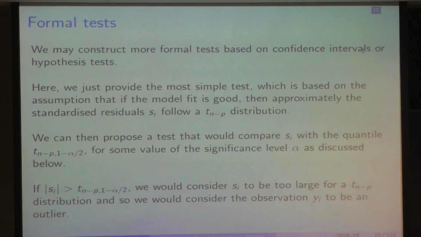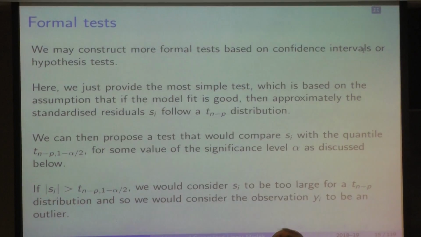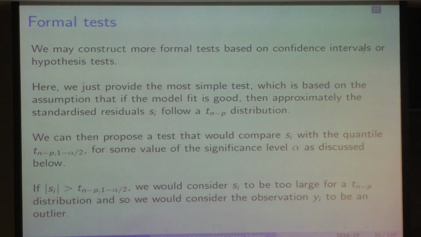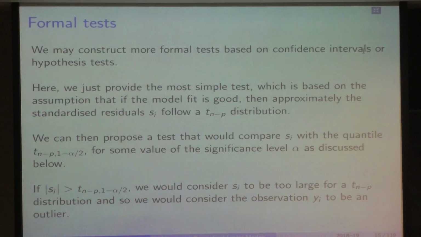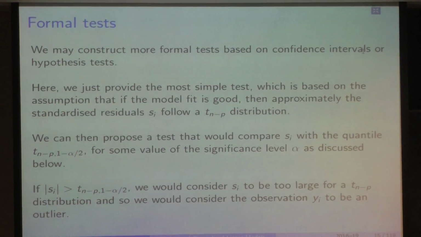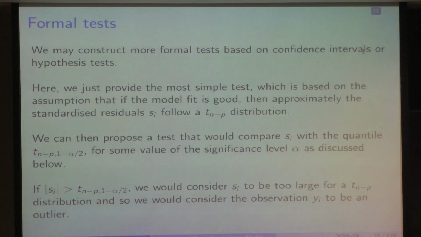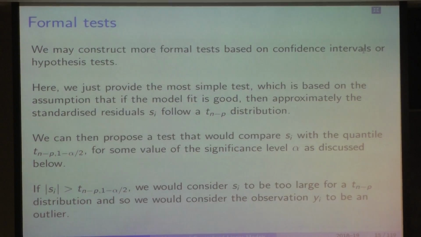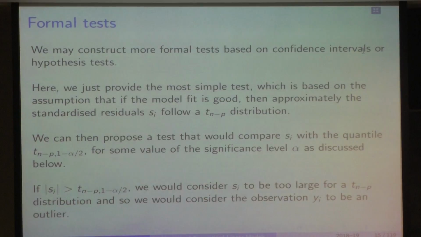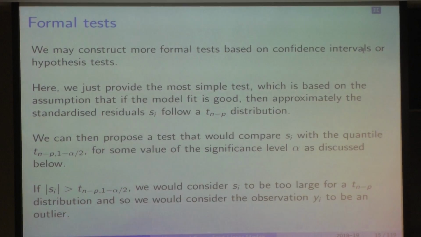Okay, so we can say, well, if one of our standardized residuals is bigger than the 1 minus alpha over 2 quantile of our t distribution, then it looks like it's a bit too large. So we might be worried about that observation and call it an outlier. Now, there's something which you should be perhaps a bit worried about here, which is that we have n data points, and we're going to do this for all n of them. We have n data points, so we have n standardized residuals. So we're going to apply this test to n standardized residuals.